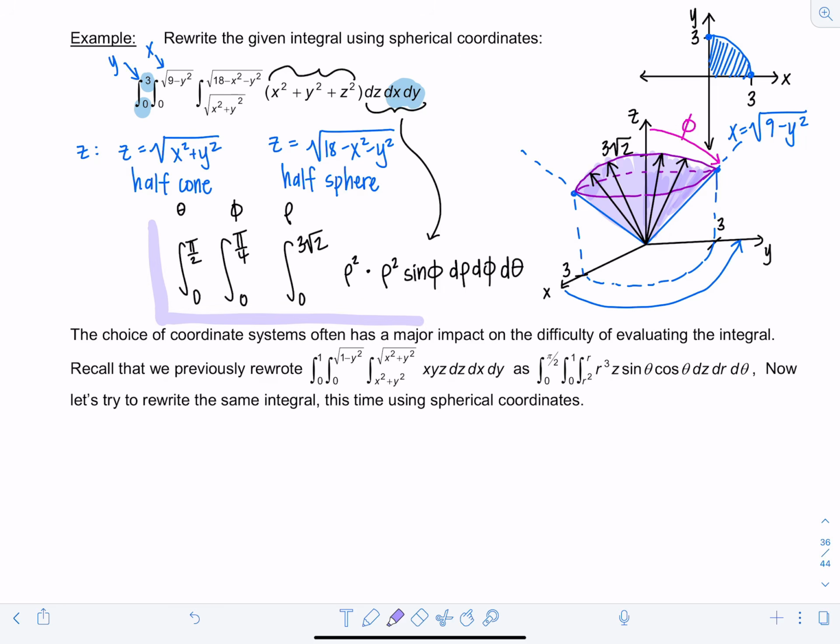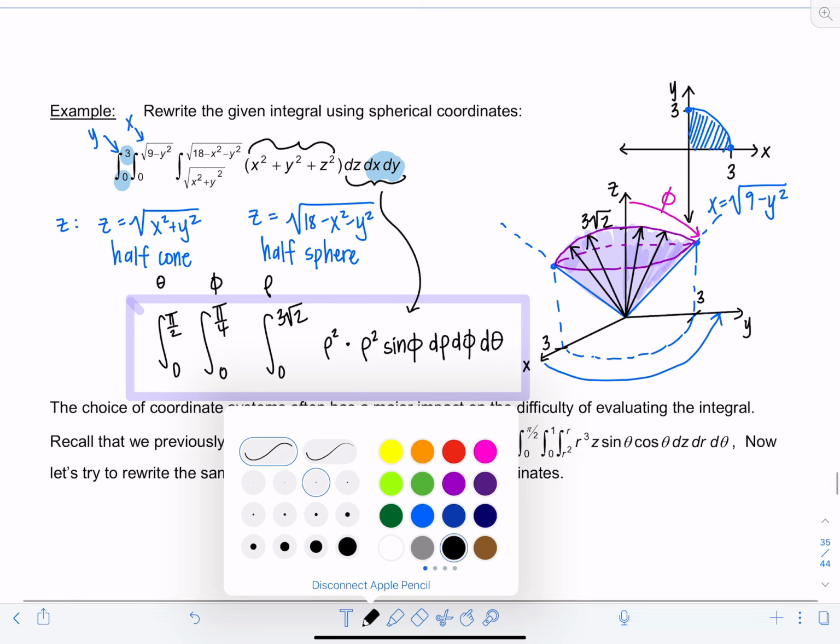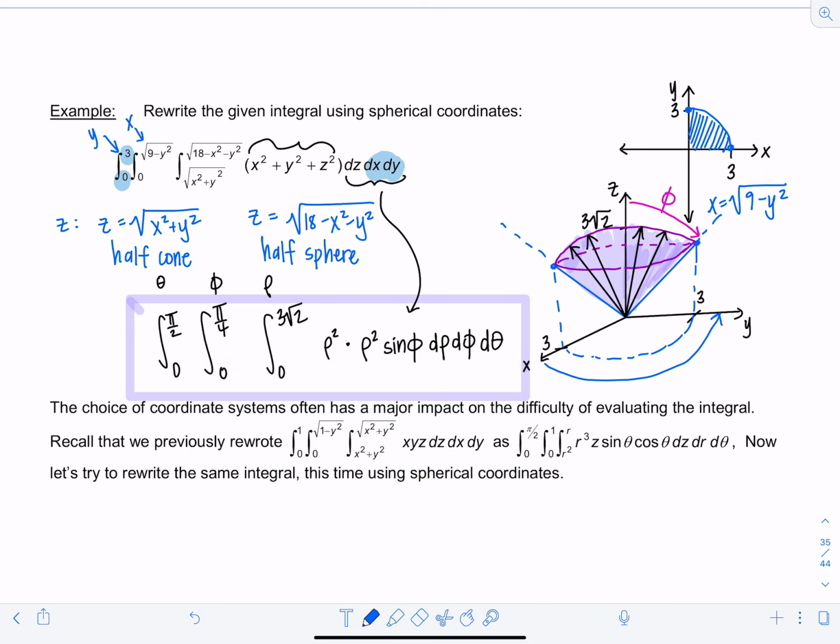Okay. And that is all they asked us to do. They just said rewrite it. They didn't say evaluate it. Okay. But in case you'll lose sleep, I'll tell you what it is if you want to check it. It's going to be 486 pi times root 2 minus 1 all over 5. I'm not promising the answers are going to be cute, but they're going to be doable.